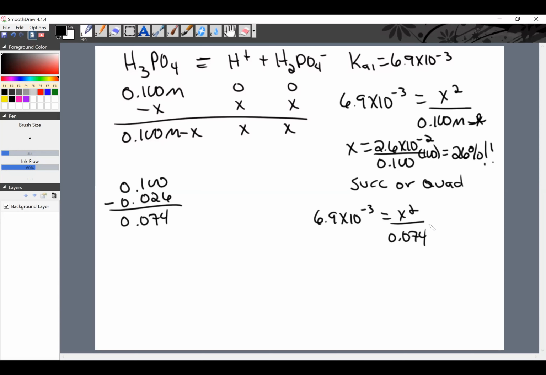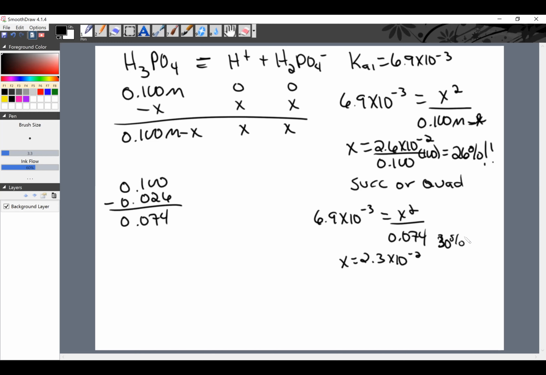And that is 2.3 times 10 to the minus 2. So it's not a big difference. It used to be 2.6, now it's 2.3. But if I divide that by 0.074, I'm at 30%. Whoa, that's a 30%. And if you divide it by the original 0.1, and I don't care which way you do it, as long as you're consistent.